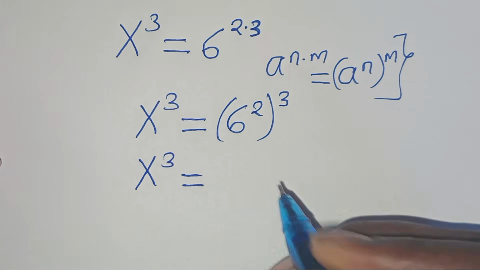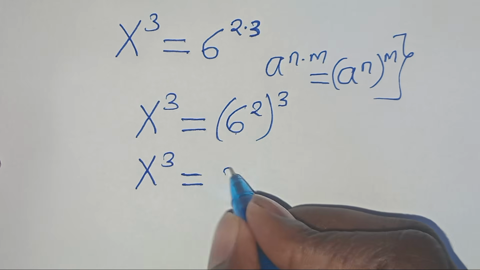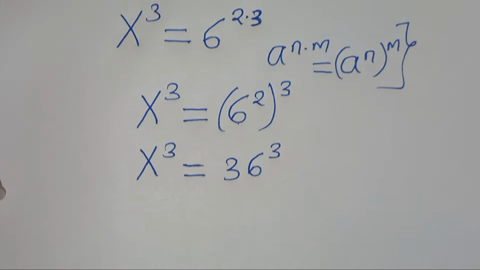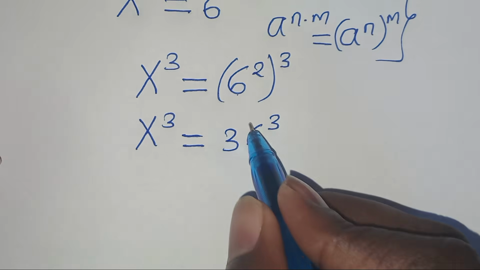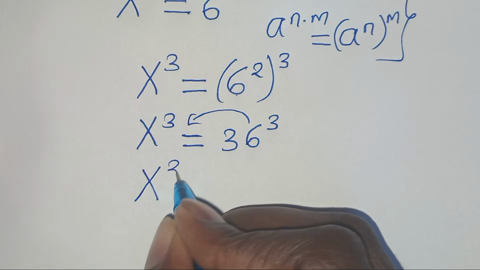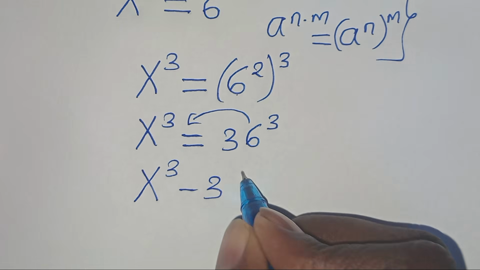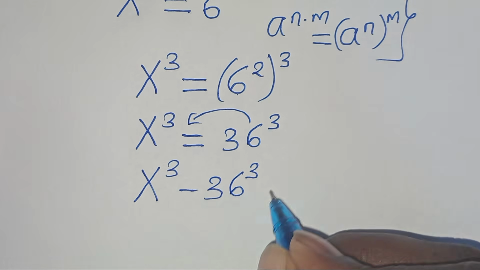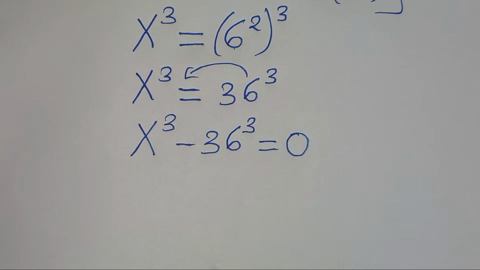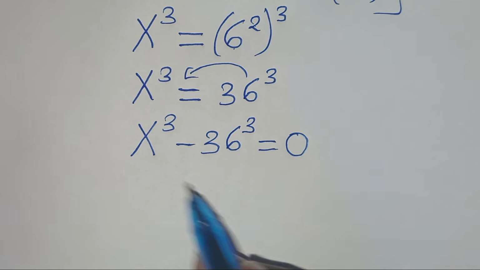This is equal to 6 squared, which is equal to 36, then raised to the power of 3. So let's take 36 to the power of 3 on the left hand side. So this means we have x to the power of 3 minus 36 raised to the power of 3. This is equal to 0. So this is the difference of two cubes.